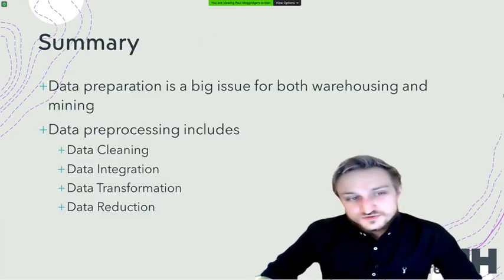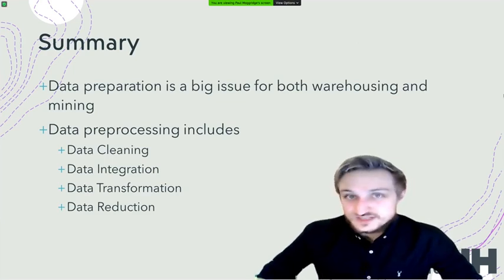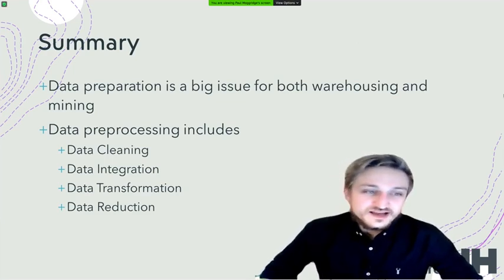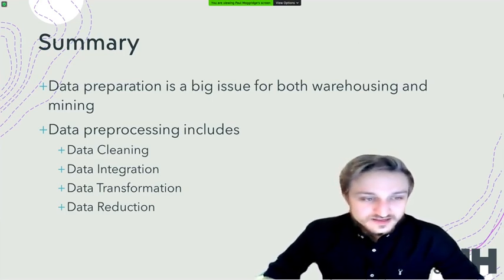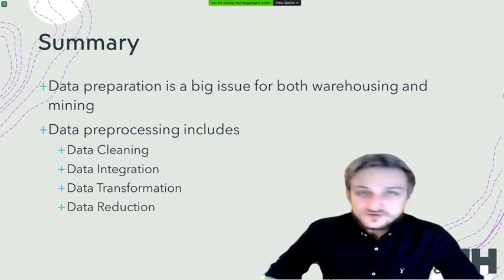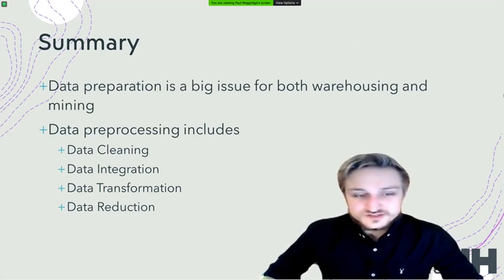So today we've talked about data pre-processing, a very important issue for data mining and warehousing. And it does make up quite a lot of the work in a data mining role. And hopefully you've got a better understanding of data cleaning, data integration, data transformation, and data reduction.